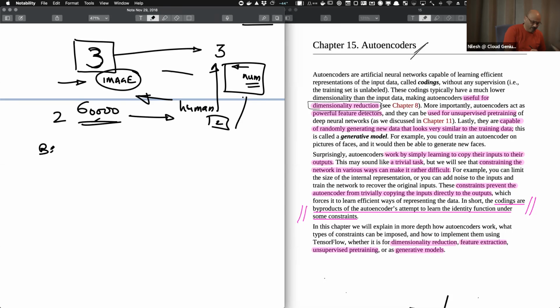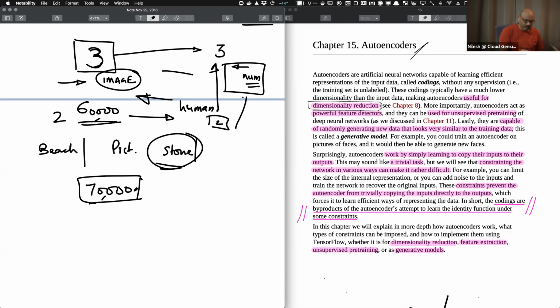Go to the beach and collect pictures of stones. You find a bunch of stones on the beach, take pictures of all of them, and bring in like 70,000 pictures. Now ask people, can you look at each and every picture that you took on the beach and find out if that stone is an agate or not? That classification has to be done by somebody. Some human has to go and classify, and that's how we can create a labeled data set.